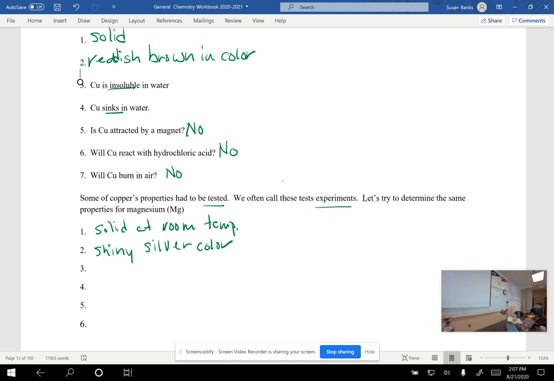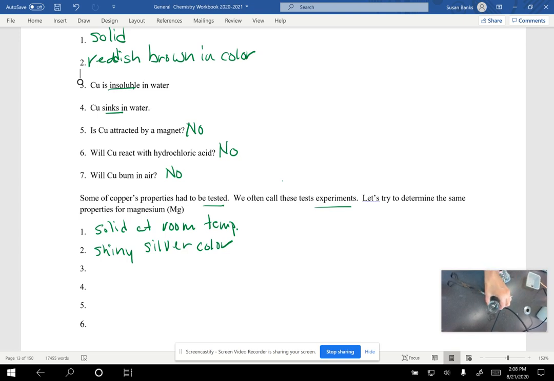Rinse this out. If I put water in here, I'm going to flush this out, a bunch of water. So I've got water in here. If I put magnesium in here, does the magnesium dissolve? Not really. Do you see how one of them is kind of floating on the water? Let me put another one in there.